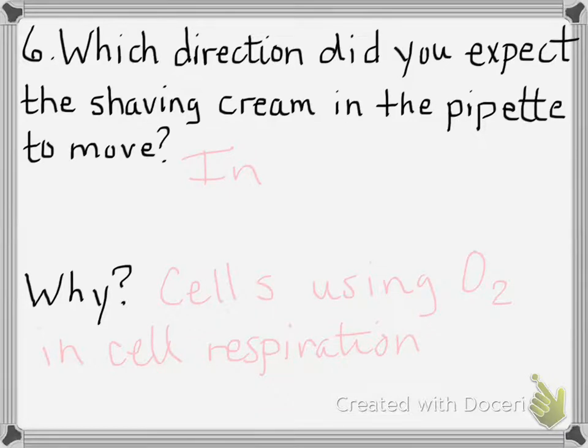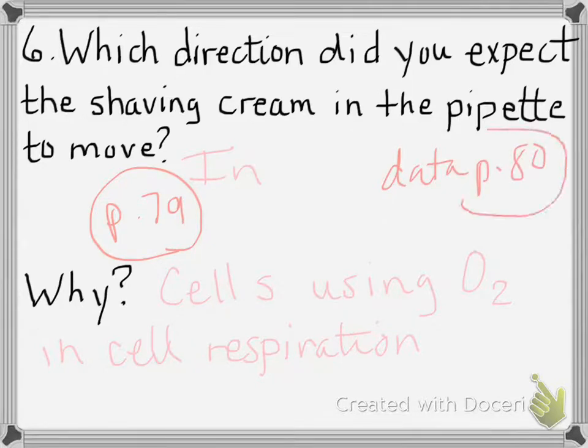We set up 3 test tubes, cotton in the bottom and a CO2 absorber called KOH. Test tube 1 got germinating peas. Test tube 2 got dry peas with glass beads. Test tube 3 got just glass beads. So again, page 79, definitely want to look at page 79 for this. Look at the pictures. And then our data, everybody, our data is on page 80. So the setup is on page 79, and then our data is on page 80.